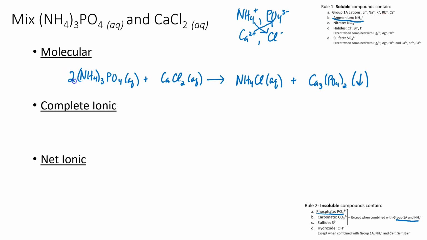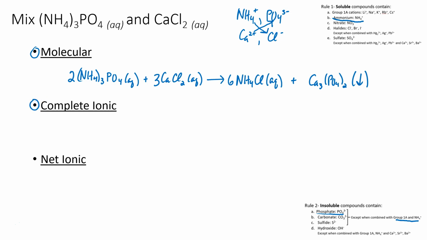Now to balance, and I'm drawn to the 2 phosphates on the right. I better put 2 on the left, and that's giving me 6 ammoniums on the left, so I'll put 6 on the right. And now I've got to balance the chlorides. If I put a 3 here, I think that does it. So that is the molecular. Now for the complete ionic.